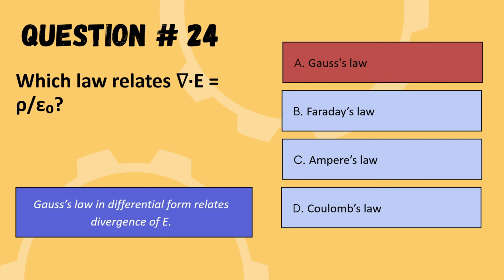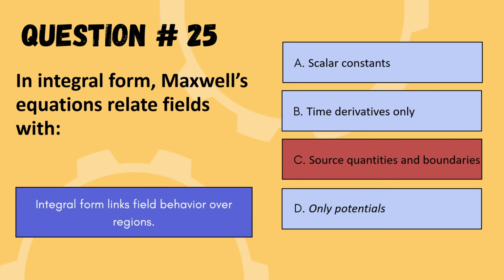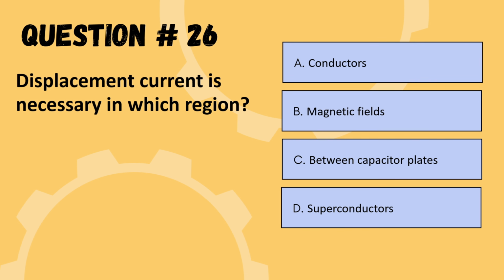So we are moving to the next question. Next question is, in integral form, Maxwell's equation relate fields with. Options are scalar constants, time derivatives only, source quantities and boundaries, or only potential. So the correct option is option C, source quantities and boundaries. So we are moving to the next question. Next question is, displacement current is necessary in which region? Options are conductor, magnetic field, between capacitor plate, or superconductor. So the correct option is option B, between capacitor plates.